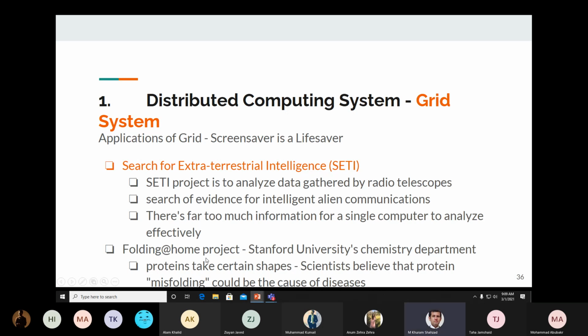The Folding@home project is a Stanford University project by the chemistry department, in which we look at how proteins take certain shapes. Scientists believe that protein misfolding could be the cause of disease. So this is one of the ways to search for a solution to a problem. Cancer is also being studied using distributed computing such as grid computing. It has a large amount of information.